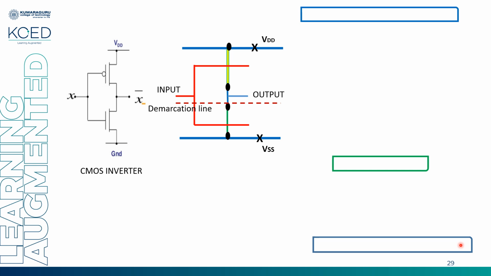If there is a cross between polysilicon and diffusion, then it is a transistor.